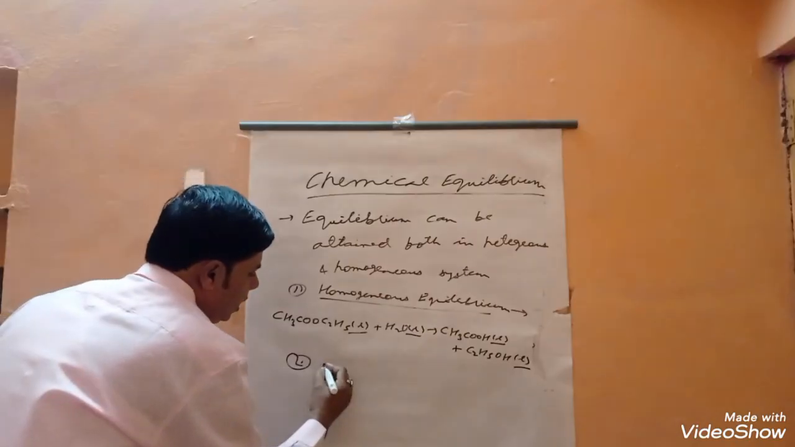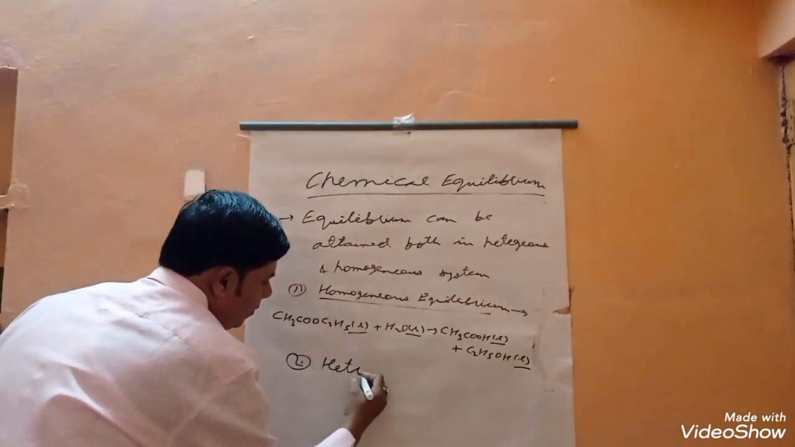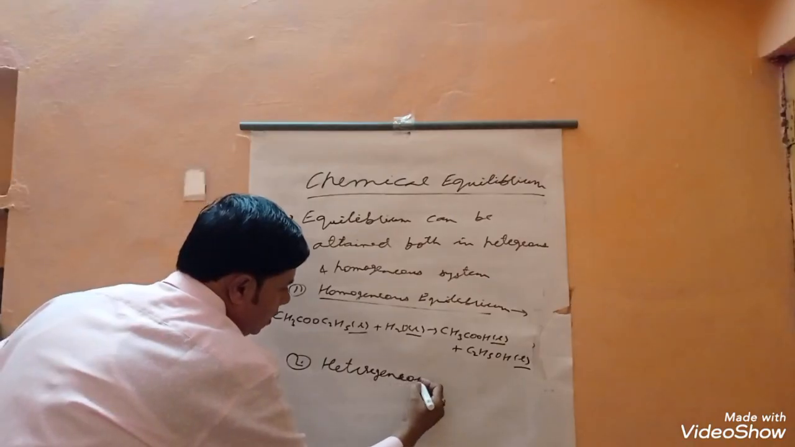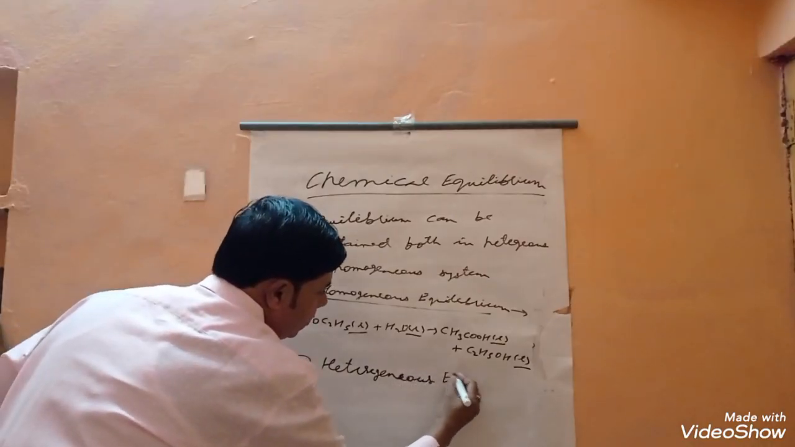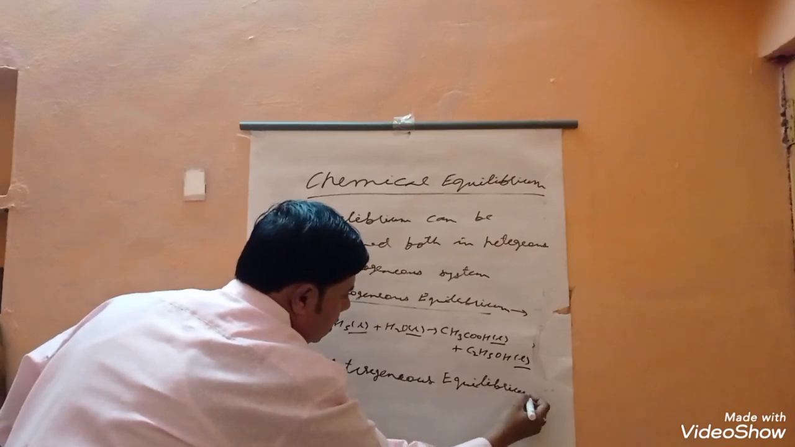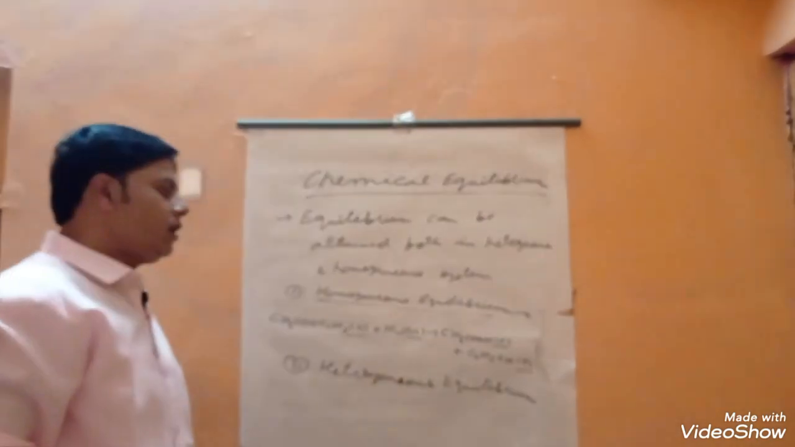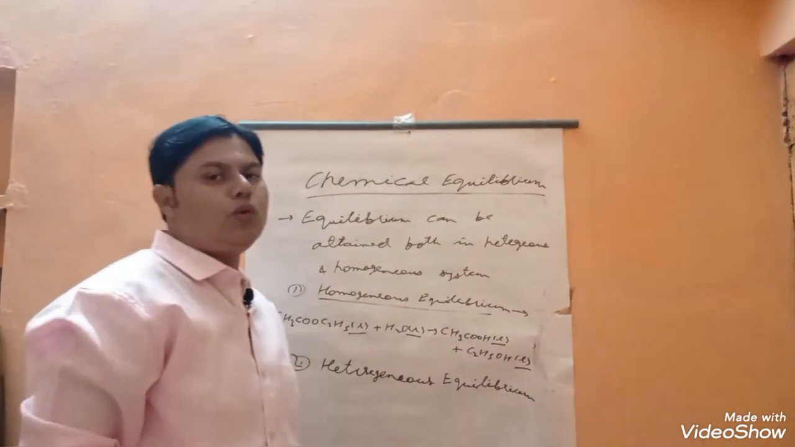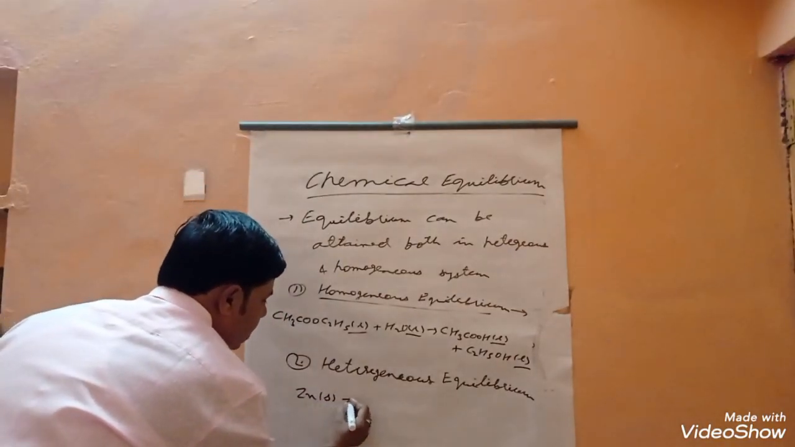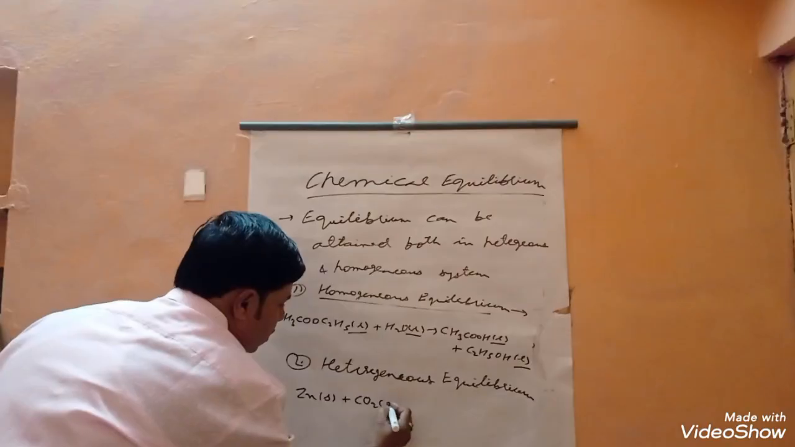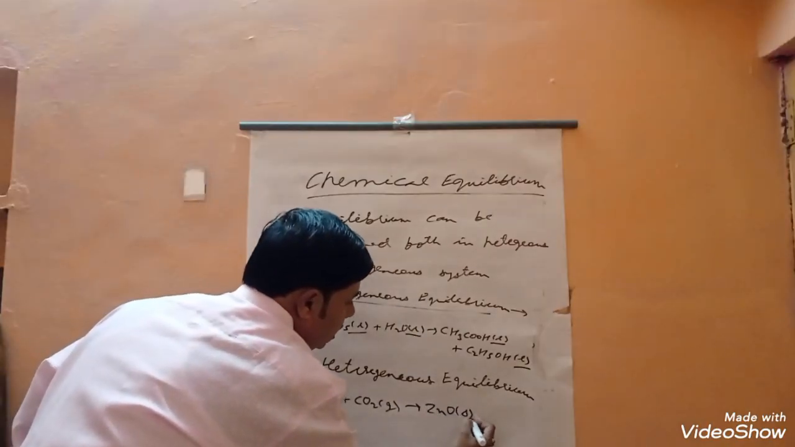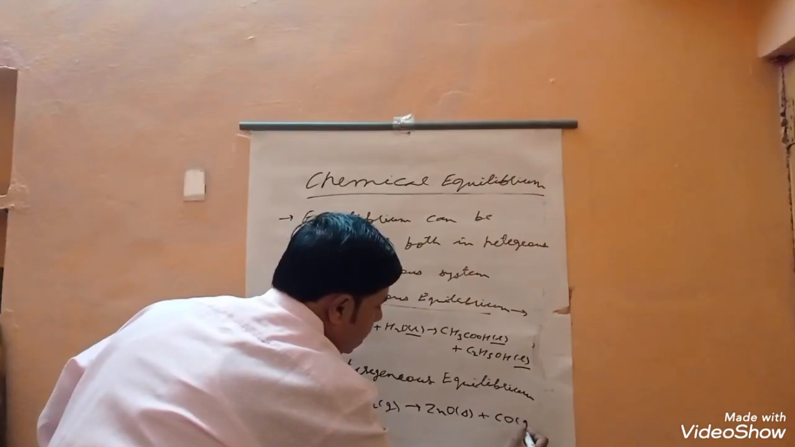Come to the next point, heterogeneous equilibrium. In heterogeneous equilibrium, reactants and products are in two or more phases. For example, zinc solid reacts with CO2 gas, it gives ZnO solid plus carbon monoxide gas.